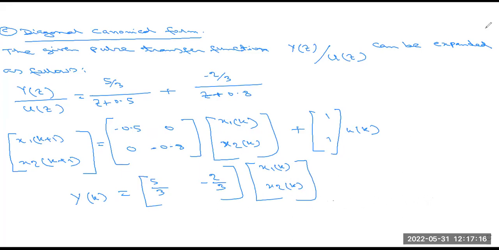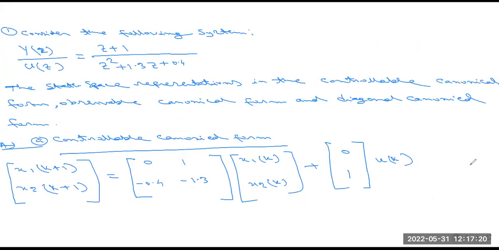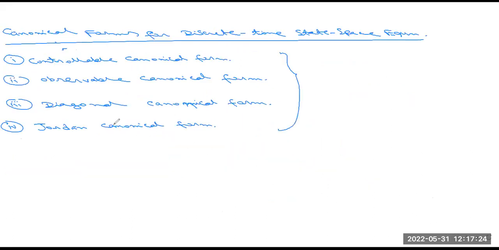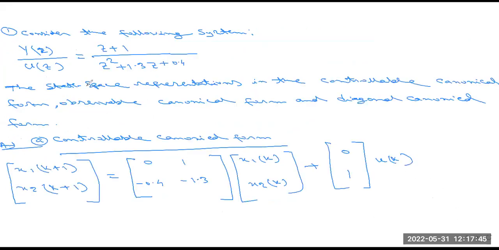I am repeating once again for those who came late to the class. We previously discussed the canonical forms in our discrete-time state space equations in the previous week. We have four types of canonical form to express different pulse transfer functions: controllable canonical form, observable canonical form, diagonal canonical form, and Jordan canonical form. So now we take one example.